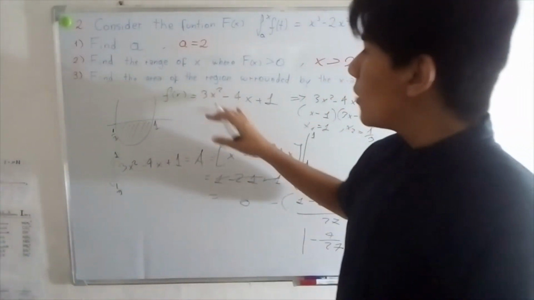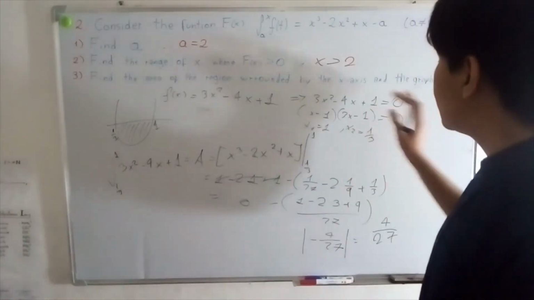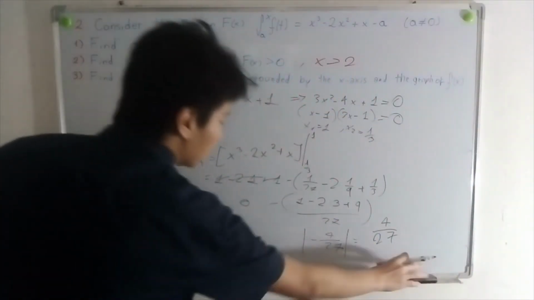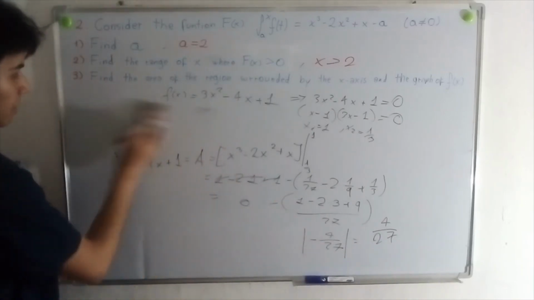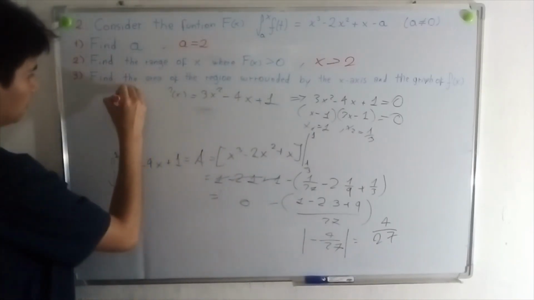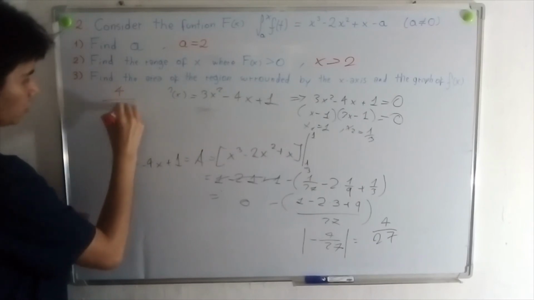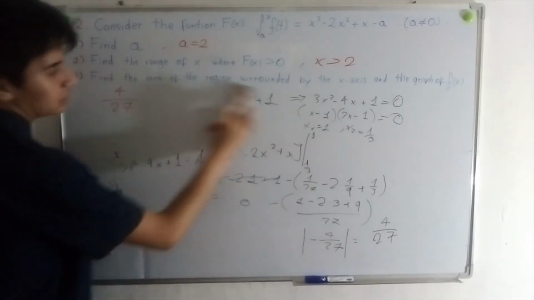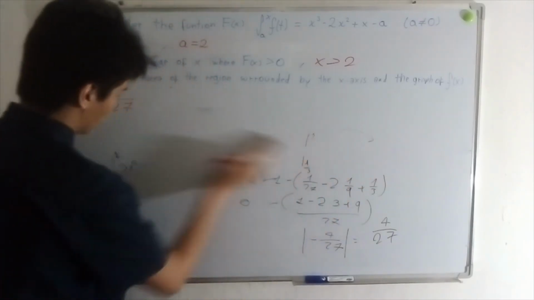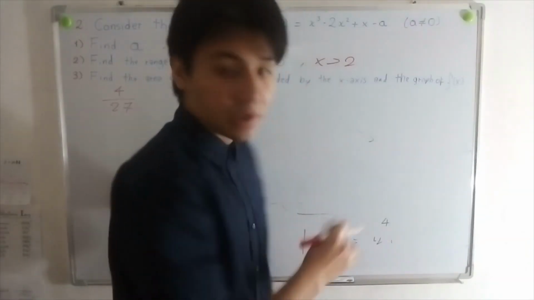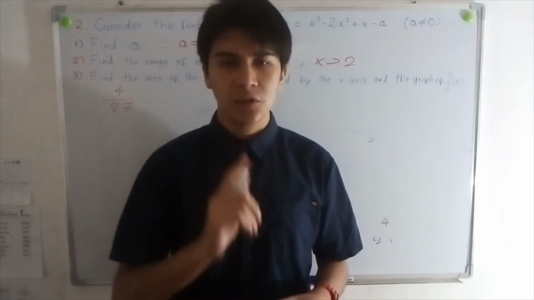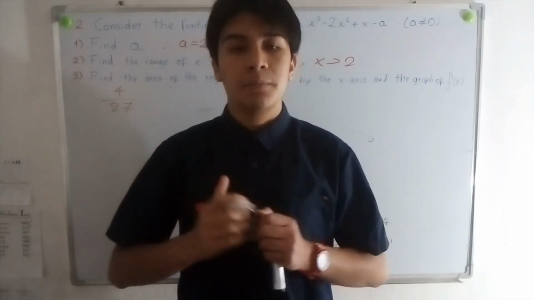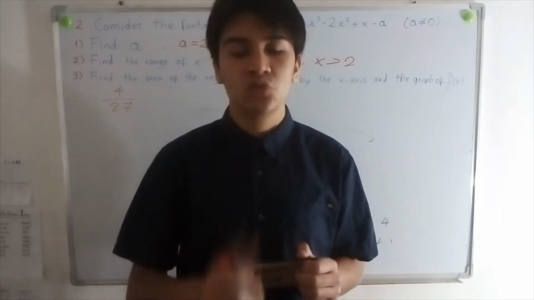And the area of the region surrounded by the x-axis and the graph f on x is 4 divided by 27. That is all of the question of part 2. Let's go to part 3, the final part of this mathematics exam of the year 2013.